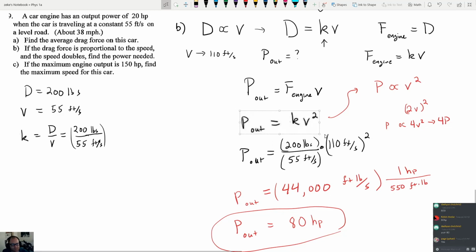Mr. Murdoch, can you explain how you got 110 feet per second? It says in the problem, if the drag force is proportional to the speed and the speed doubles. When it says the speed doubles, that means that it goes to 110. What's your other question? And then the red stuff next to it, can you explain how you got 2v squared? The velocity doubles. It's the same answer. My bad. That's okay.